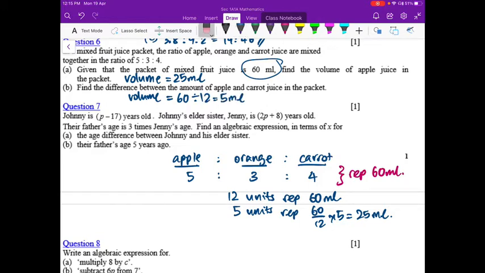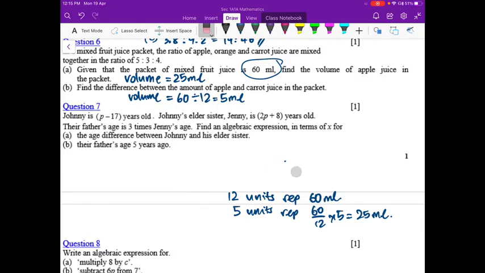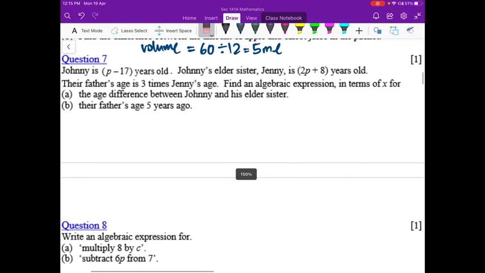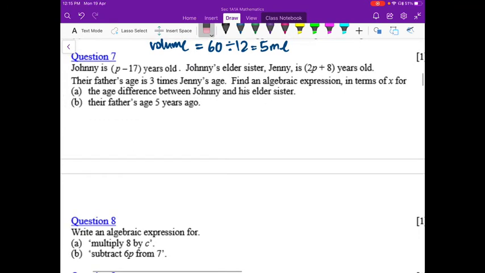Next, question 7. Now you move on to algebra. Johnny is p minus 17 years old. Johnny's elder sister is 2p plus 8 years old. Wow. The father is 3 times Johnny's age. Find the age difference between Johnny and his elder sister, okay? Difference.